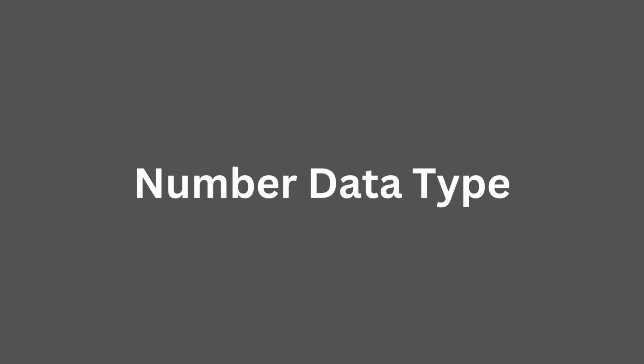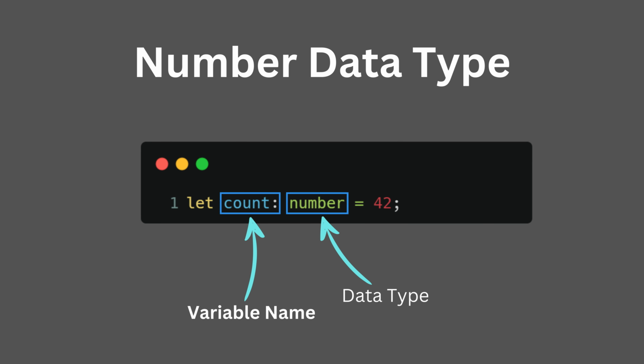Number type. The number type represents a numeric value, which can be an integer, floating point, or decimal value. Here's an example. In this example, we declare a variable called count and initialize it to the integer value 42. We use the number type annotation to indicate that this variable should only ever hold a numeric value.